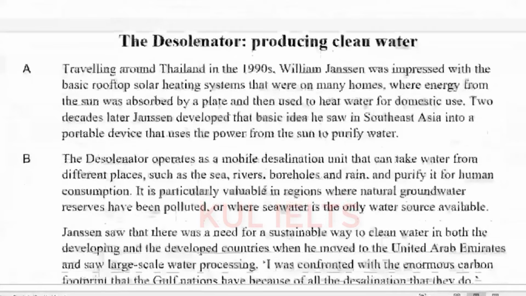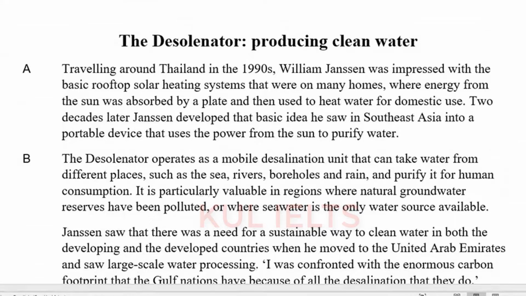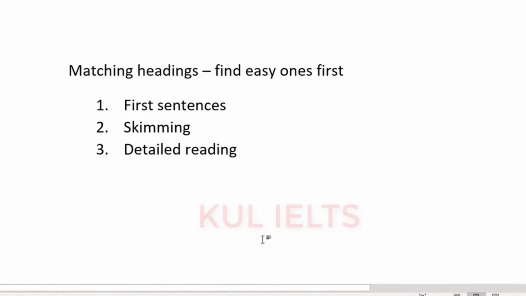So let's just revise quickly the matching headings strategy. This is in my matching headings videos. I hope you've seen those. It's basically the main thing about our strategy is to find the easy ones first. Don't let the difficult ones eat our time. So we're going to look for the first sentences. Sometimes they are in the first sentences. Don't rely too much on this. I've seen some teachers say that that's the strategy, look in the first sentence. It's not. You'll get maybe 2 or 3.